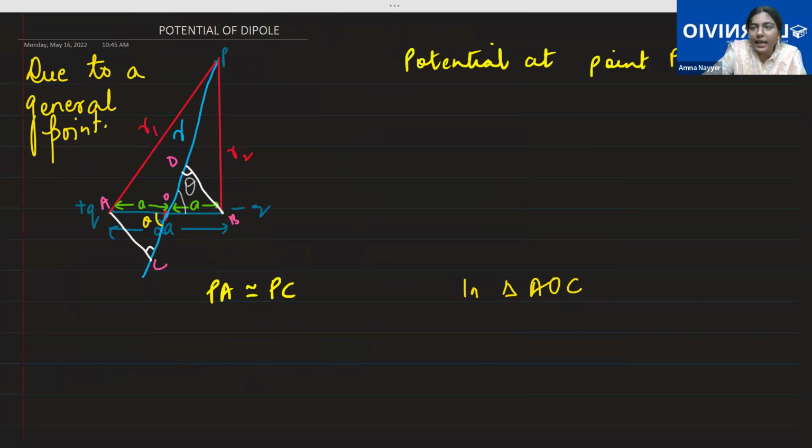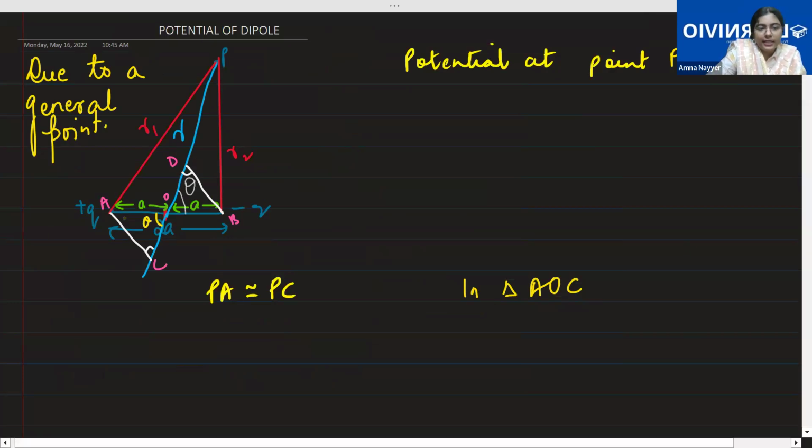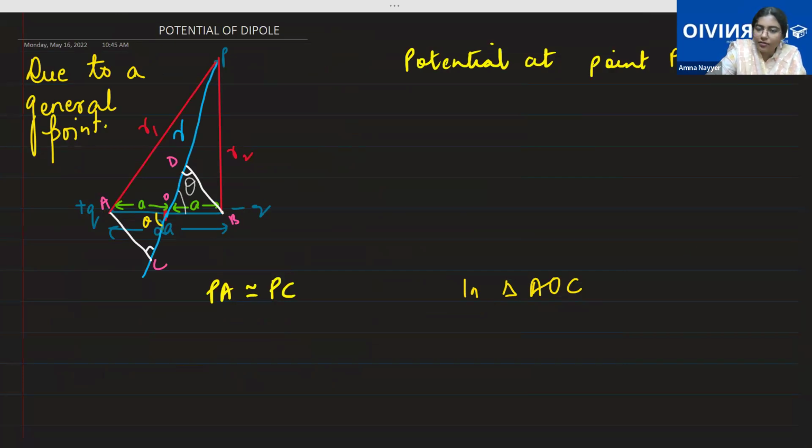The potential of a dipole, just understand the diagram first. Plus q is there, minus q is there. They are separated by a distance of 2a. Here a point P is taken at a general point. We are not taking it at axial or equatorial. We can put in the angle.